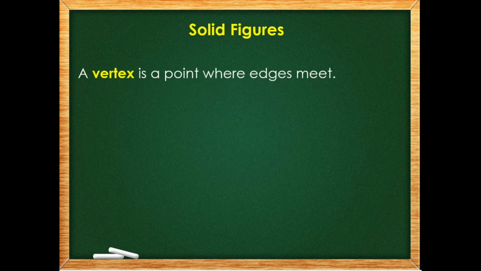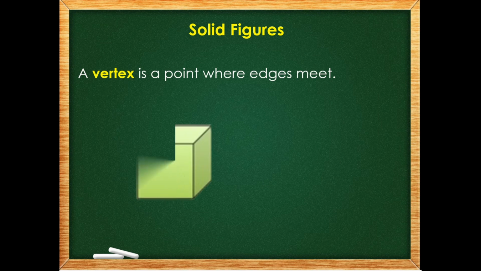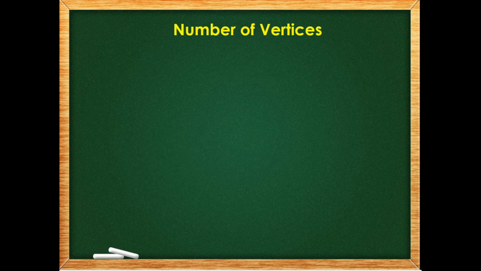A solid figure has also a vertex. A vertex is a point where edges meet. This is the vertex. Now, let's count the number of vertices of each solid figure.